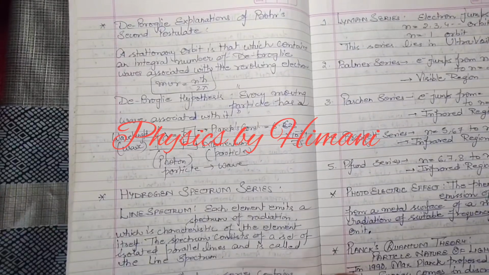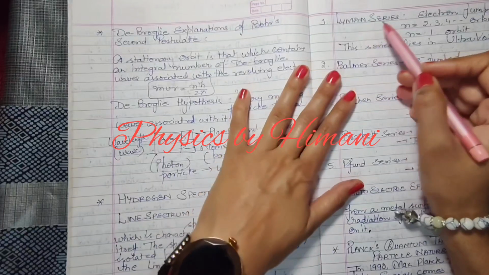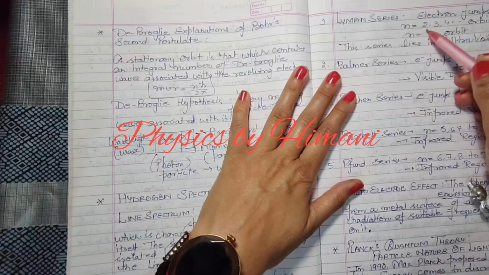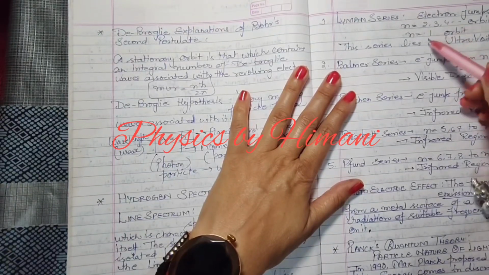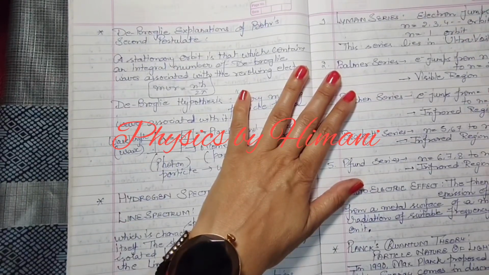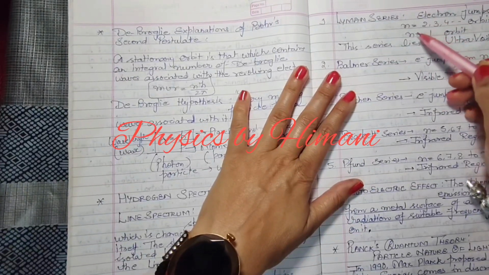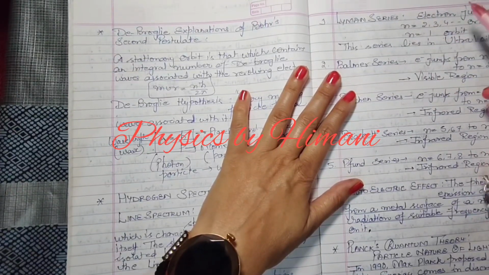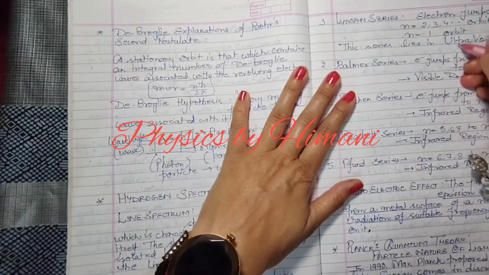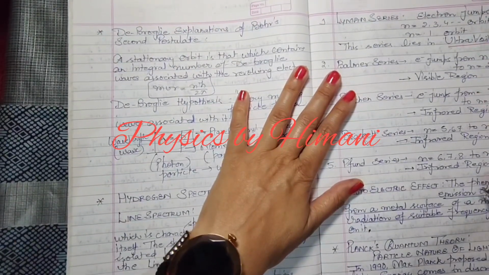Now this hydrogen line spectrum contains 5 series within it. First is the Lyman series. What is the Lyman series? The electron jumps from n equals 2, 3, 4 orbit to n equals 1. I am repeating again, this is your revision video for your exam purpose. This series lies in the ultraviolet region only.